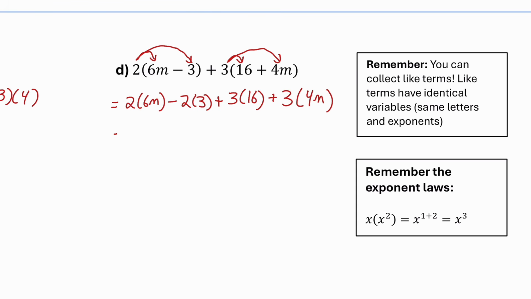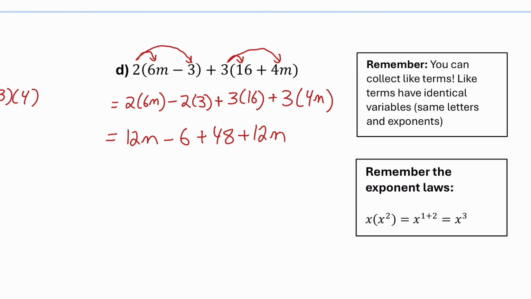And now I'll simplify all 4 of the terms. 2 times 6m is 12m, minus 6, plus 3 times 16 is 48, plus 3 times 4m is 12m.